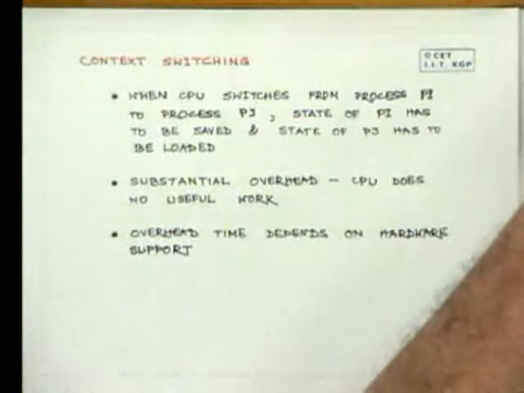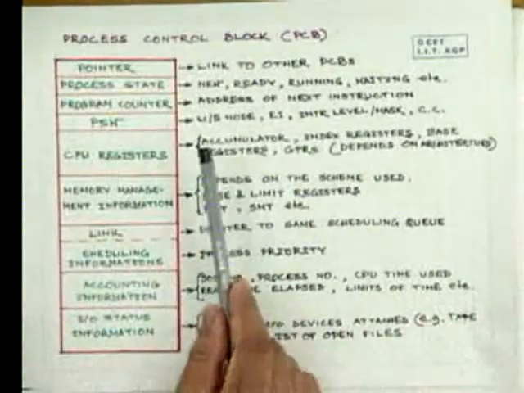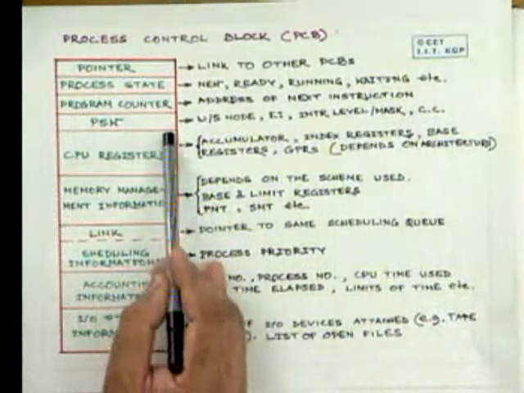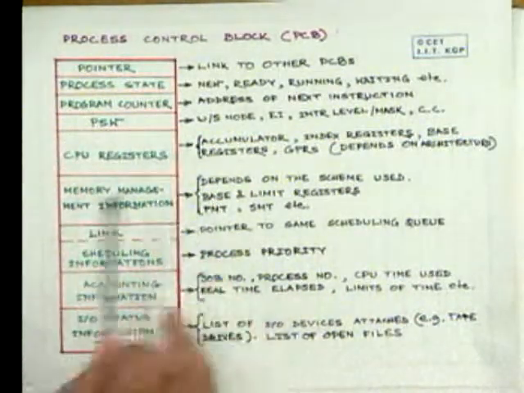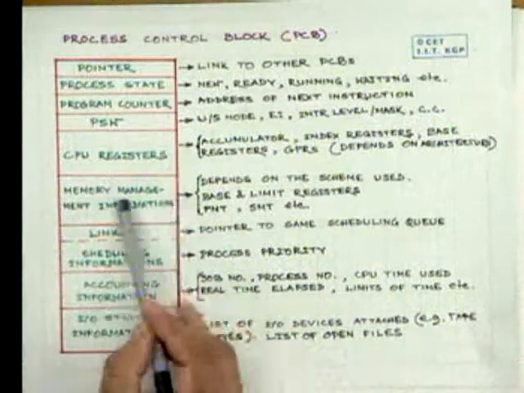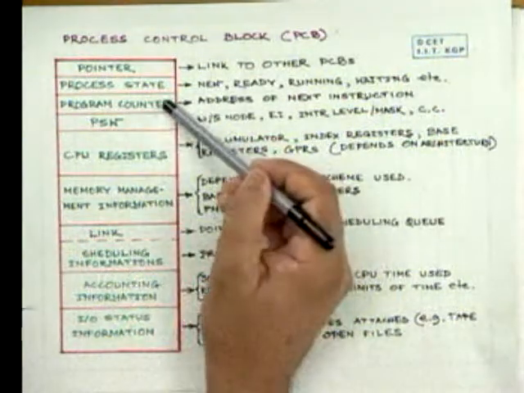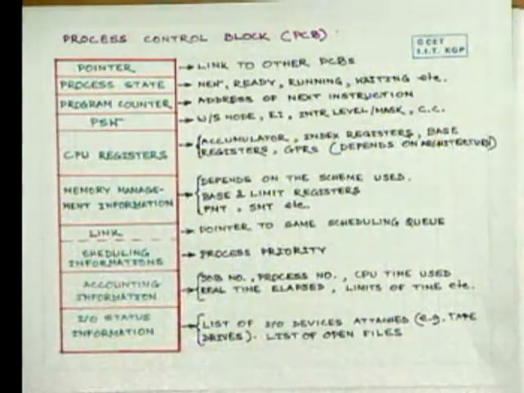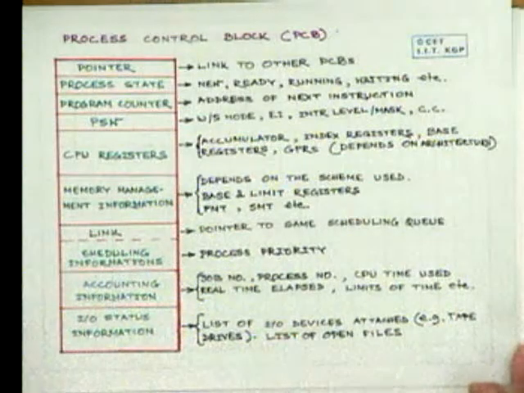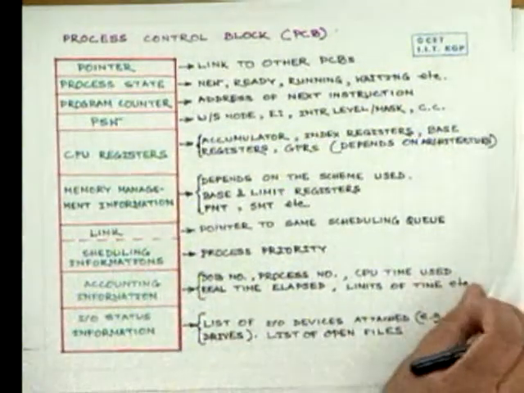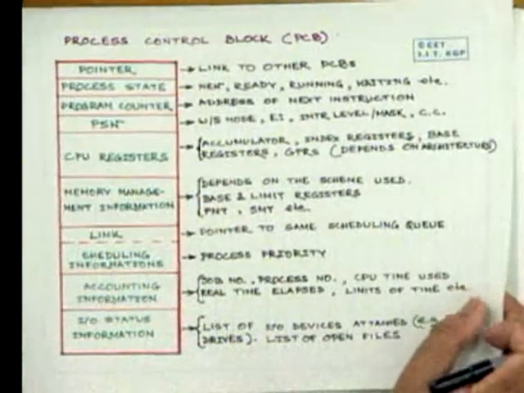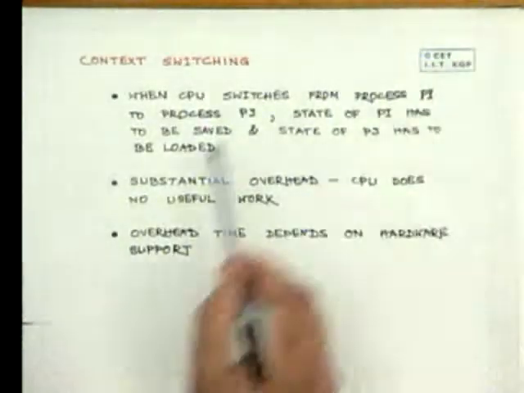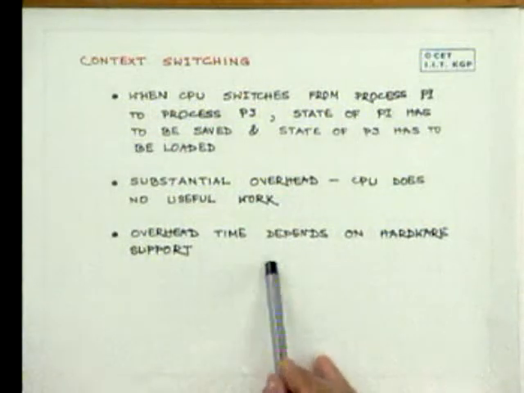There are hardwares on which, by a single instruction, we can save all the CPU registers. We can save the memory management information, once more, by a single instruction. Naturally, the program counter and PSW are generally saved by a single instruction on getting an interrupt. Therefore, what amount of overhead there will be depends upon how much hardware and architectural support the machine has.